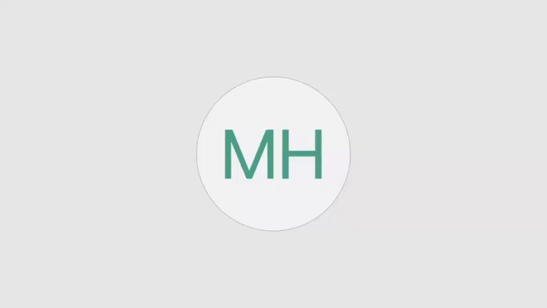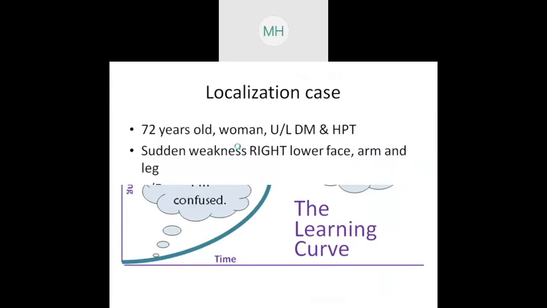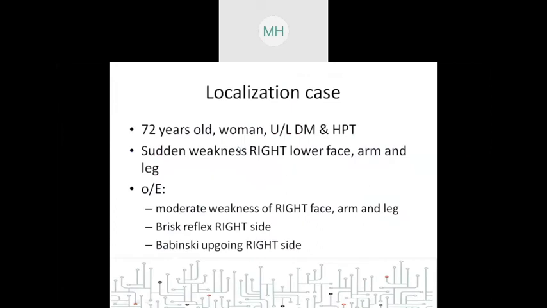Okay, now maybe some of you felt this is a bit too fast, confusing. Some of you are getting it, just more difficult. So now we have a 72 year old woman. The symptom is sudden weakness of the right lower face, arm and leg. So the whole right side is weak. You do physical examination, indeed the power is weak on the whole right side. And then there is brisk reflex on the right side, Babinski upgoing on the right side. So these two findings, the reflex and the Babinski, show that it is upper motor neuron.